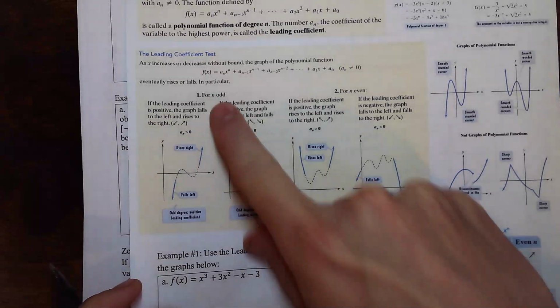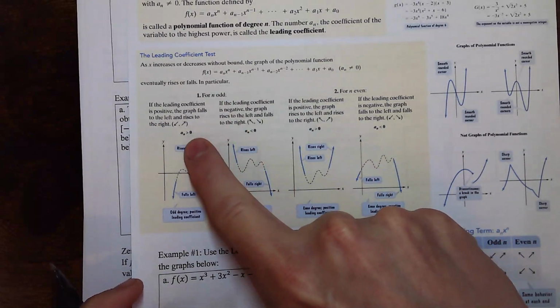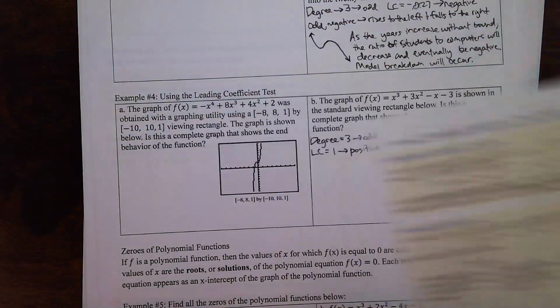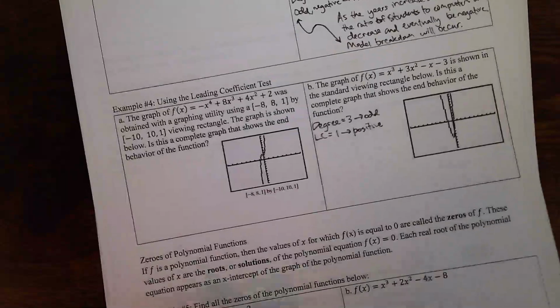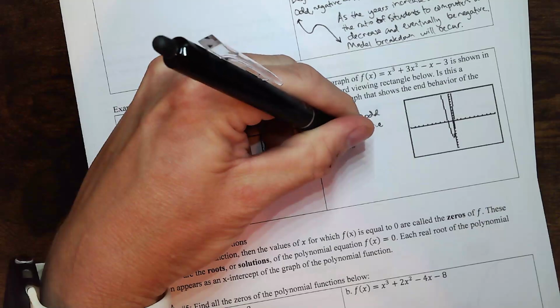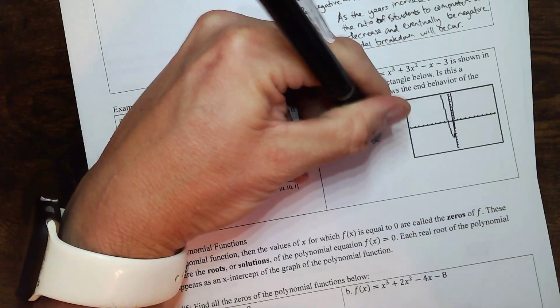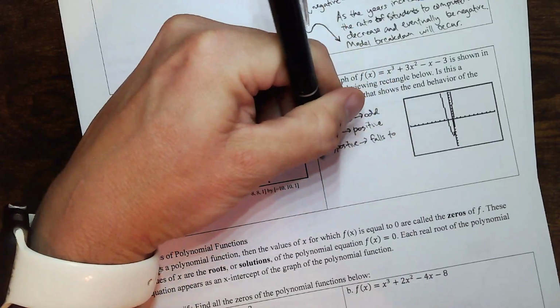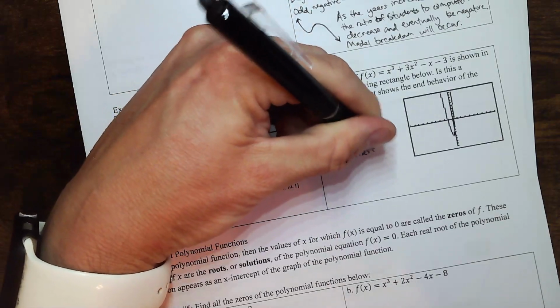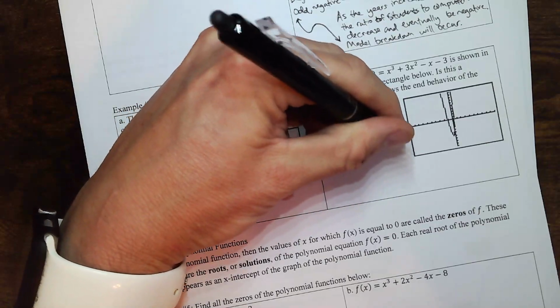I'll just reference that. Odd positive right here. Odd positive falls to the left and rises to the right. So odd positive falls to the left and rises to the right.